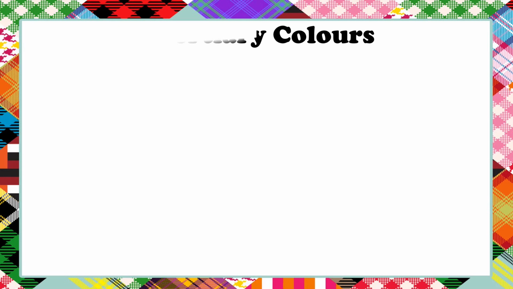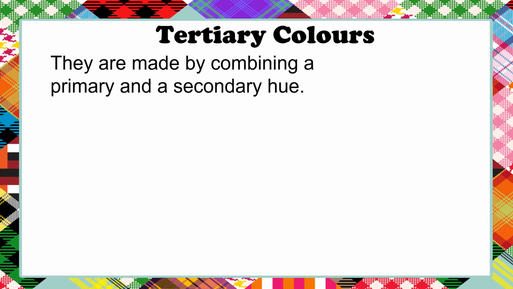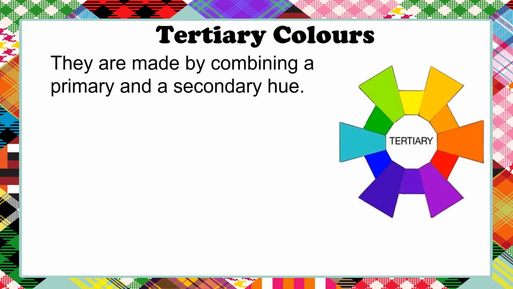Let's look at the tertiary colors. Tertiary colors are made up of combining a primary and a secondary color together. Observe the color wheel.